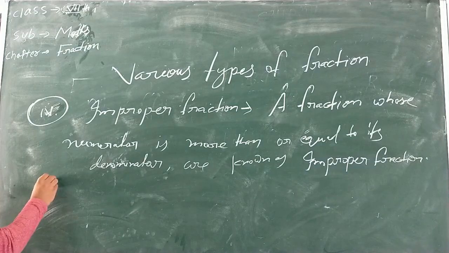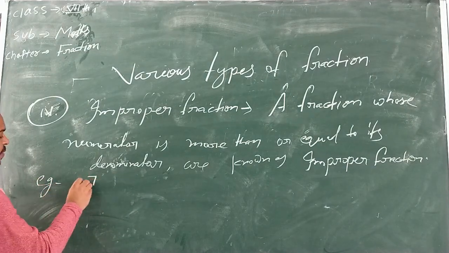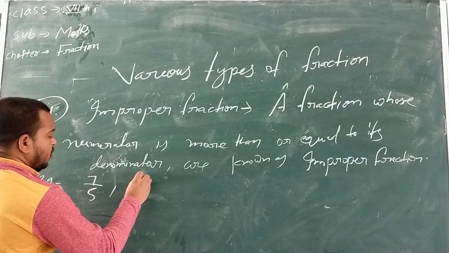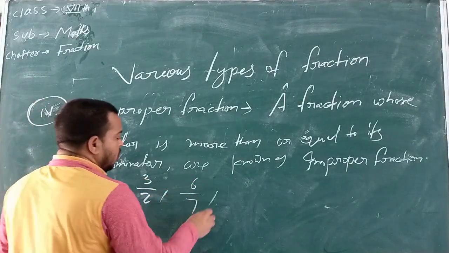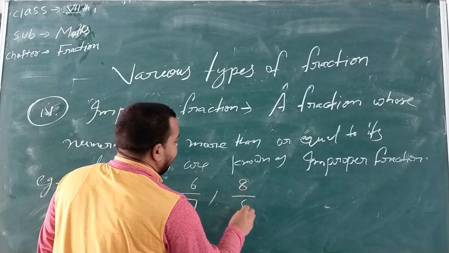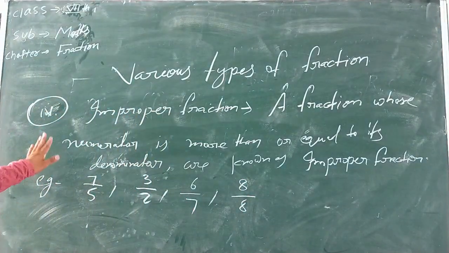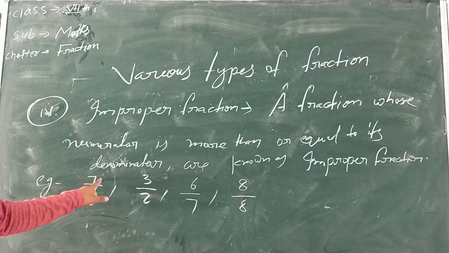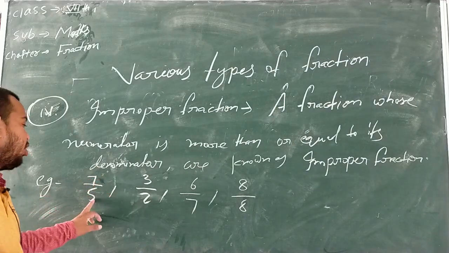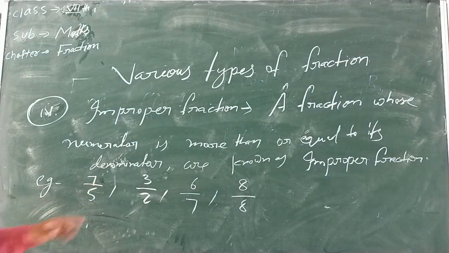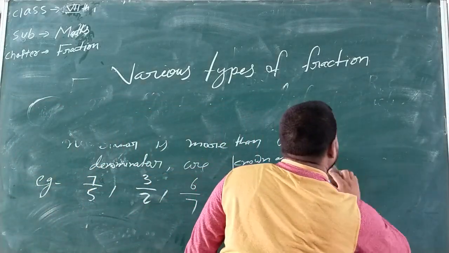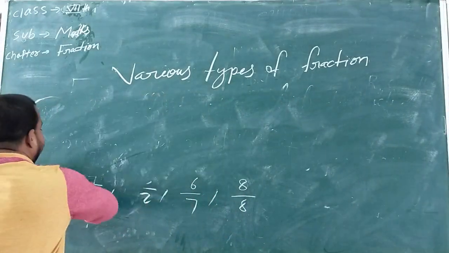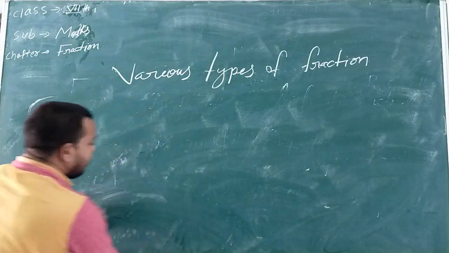For example, 7 by 5, 3 by 2, 6 by 7 or 8 by 8 are improper fractions, because here the numerator is either equal to the denominator or more than the denominator. So it is an improper fraction. Now the fifth kind of fraction is the mixed fraction.